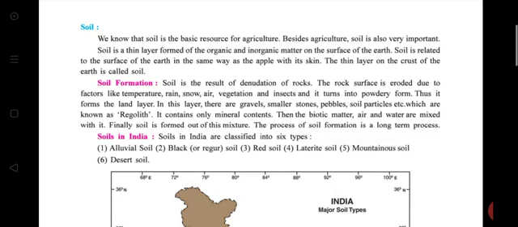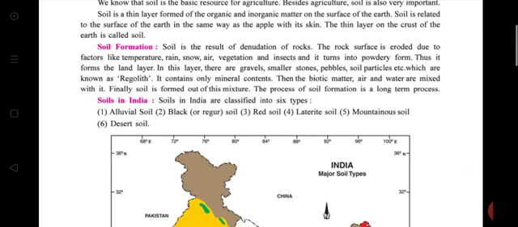So soil is a thin layer of organic and inorganic matter on the surface of the earth. So it is related to the surface of the earth in the same way as an apple with its skin. The thin layer on the crust of the earth is called soil. Is it clear? Clear students, soil is related to the surface of the earth in the same way like an apple with its skin. So the thin layer on the crust of the earth is called soil. Clear? Good. Soil formation. How to form soil?